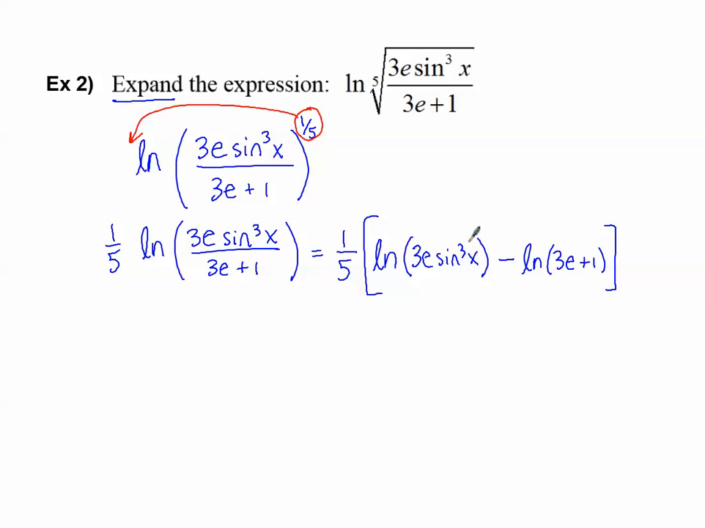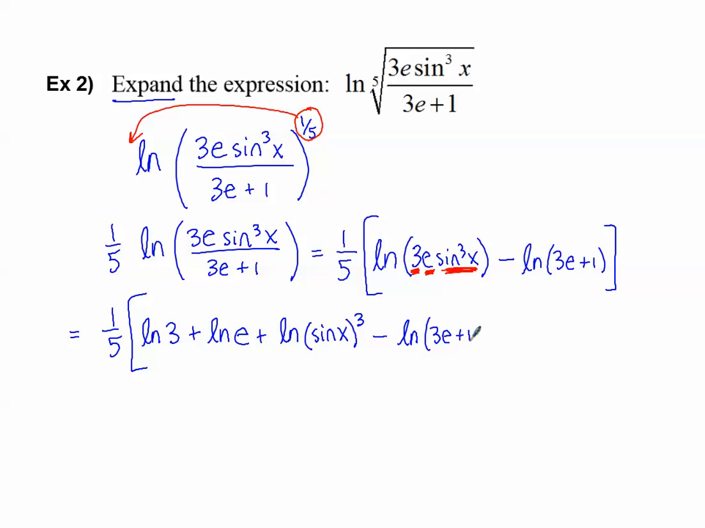Notice that from what was in the numerator, I have a product of three things. 3, e, and sine cubed x. So I'm going to break that up using the natural log properties. 1/5 natural log of 3 plus natural log of e plus natural log of sine cubed x. But I'm going to write that differently. I'm going to write it as sine of x function cubed. You'll see why in a moment. Then I'm going to finish writing what was already there, minus natural log of 3e plus 1.